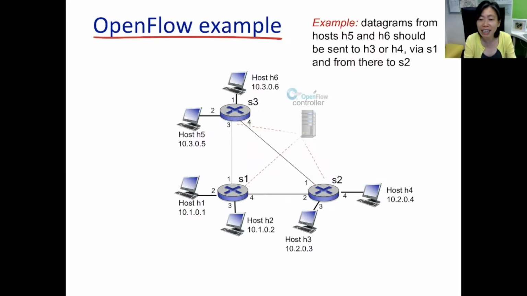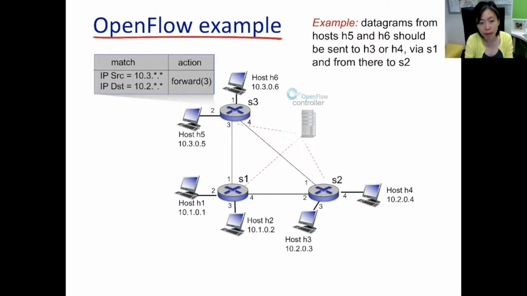But luckily we have the OpenFlow controller. The OpenFlow controller can manually configure flow table entries in S1, S2, and S3 to allow a specific path, S3, S1, S2. And these entries will look like this. Inside S3, the flow entry will look like this: source being from 10.3, destination being to 10.2. That's for the packet on interface 3 here.